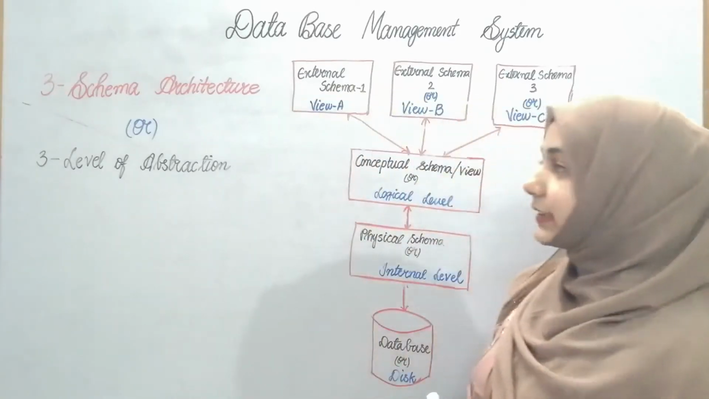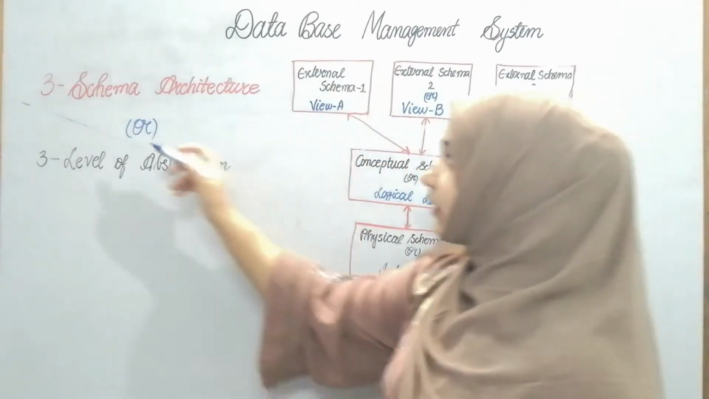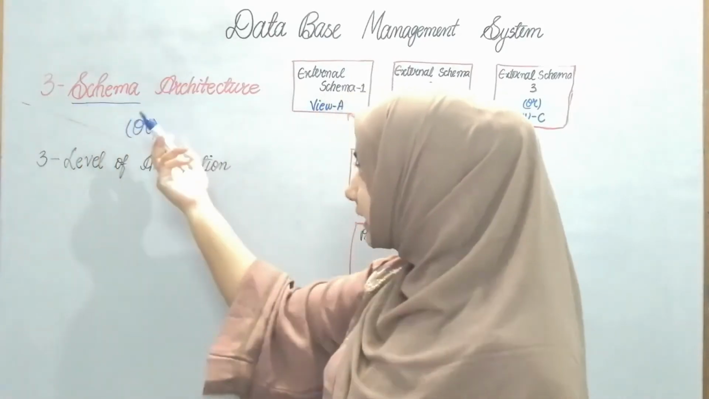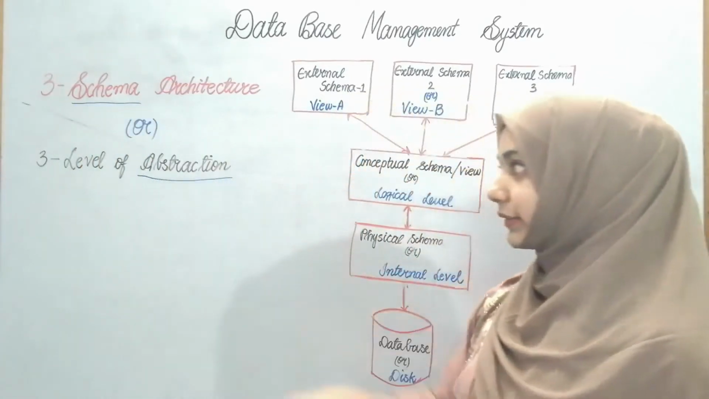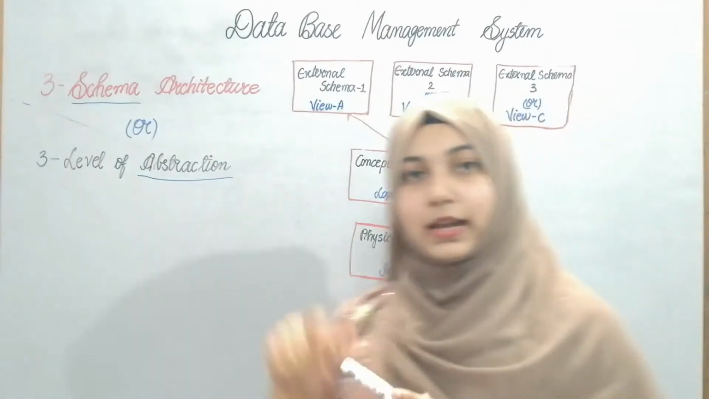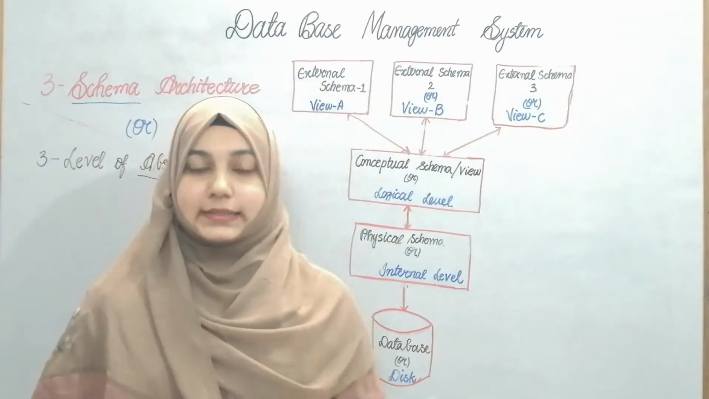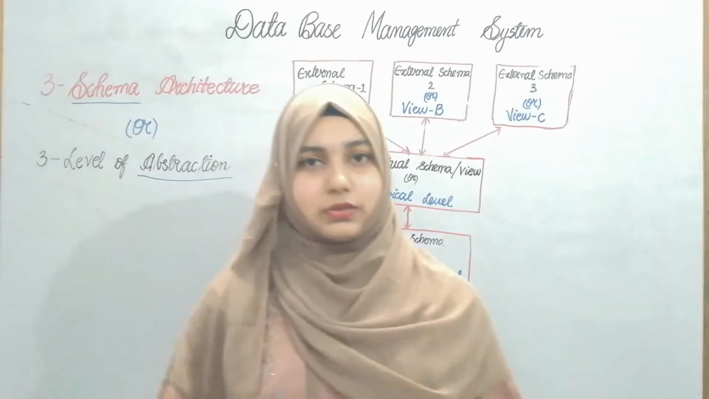Today's topic will be 3 level of abstraction or 3 schema architecture. Okay, let's see the words individually first. What is a schema? What do we mean by schema? And what is the meaning of abstraction? Before we head into the actual topic, let's see these two words. Schema means nothing but a structure.